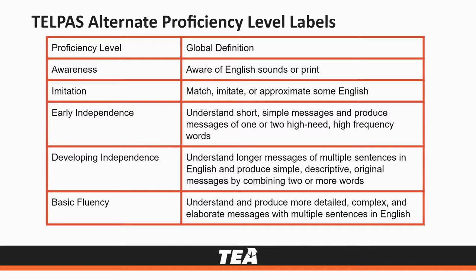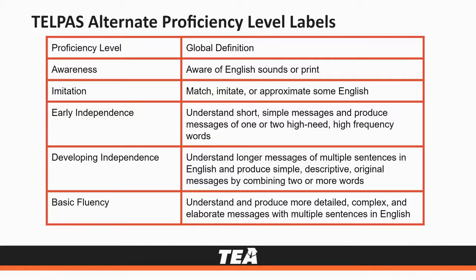So awareness is that she would be aware of English sounds or print. Imitation would mean that she's matching, imitating, or approximating some English. Early independence means that she understands short, simple messages and produces messages of one or two high-need, high-frequency words. Developing independence means that she understands longer messages and multiple sentences in English and produces simple, descriptive, original messages by combining 2 or more words. And then basic fluency is just understanding and producing more detailed, complex, and elaborate messages with multiple sentences in English.